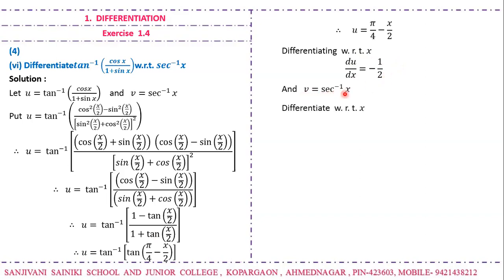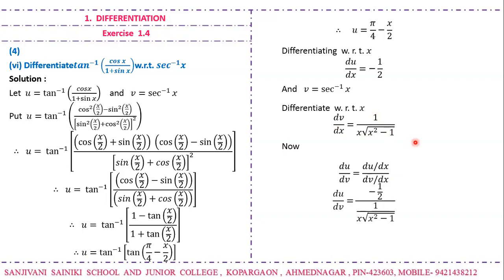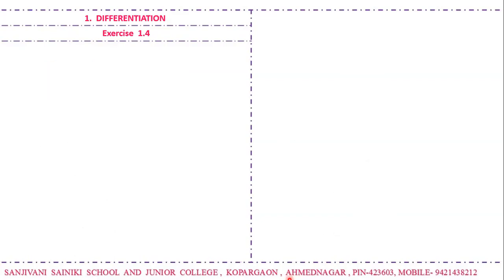Now v is sec inverse of x. So differentiate with respect to x: 1 upon x root x square minus 1. Now we will put these values in our parametric differentiation formula. So du by dv is x root x square minus 1 upon 2.